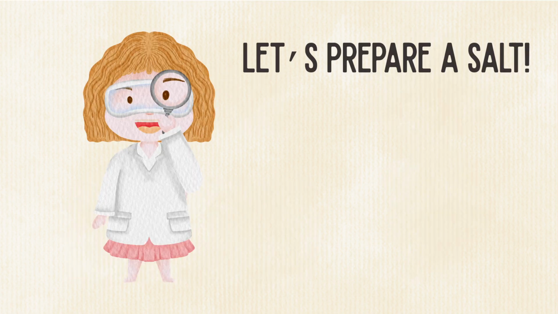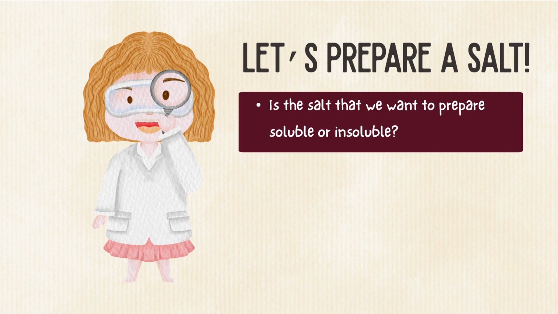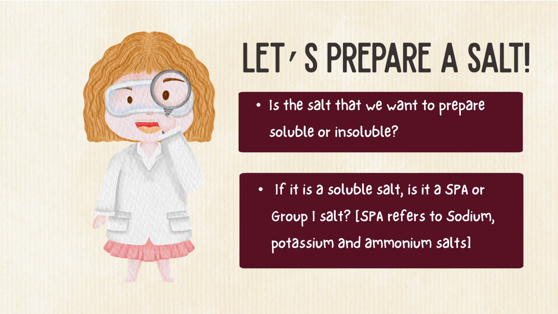To prepare a salt, we always start by asking ourselves these two questions. Firstly, is the salt that we want to prepare soluble or insoluble? Now, if the salt that we want to prepare is soluble, we have to start thinking about whether it is a SPA salt or a group 1 salt. So SPA refers to sodium, potassium, and ammonium salts.